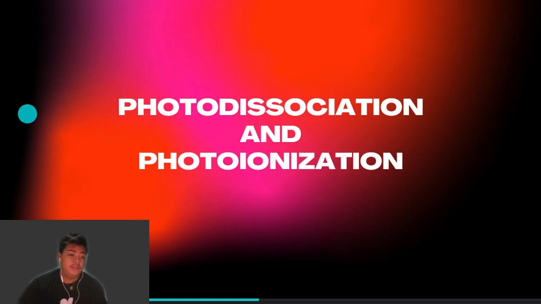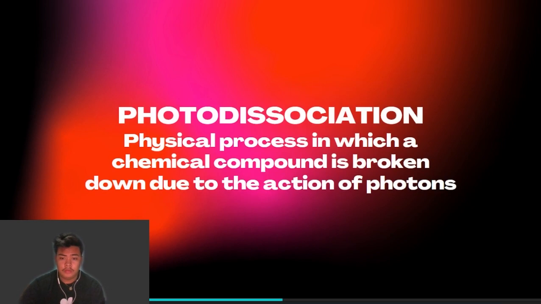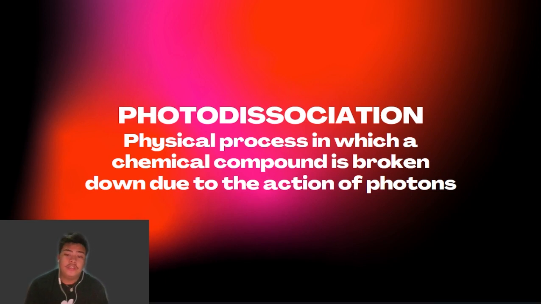Photodissociation and photoionization. Photodissociation. Physical process in which a chemical compound is broken down due to the action of photons. It may be described as the interaction of a single target molecule with one or more photons. Additionally, this method is not restricted to visible light. This implies that every photon with enough energy to impact a chemical compound's chemical bond is capable of photodissociation.